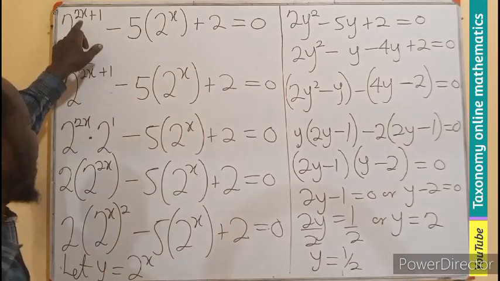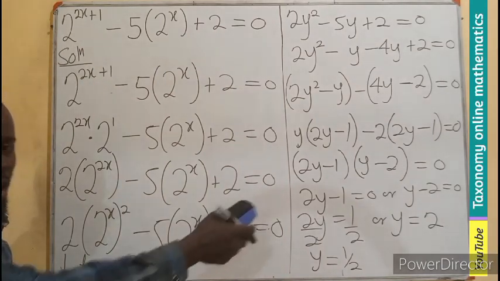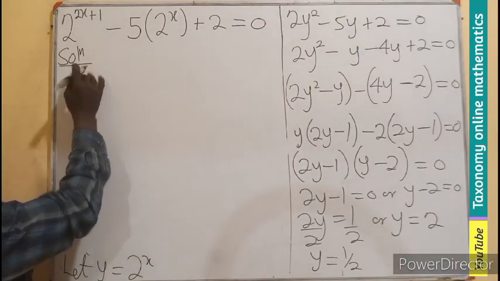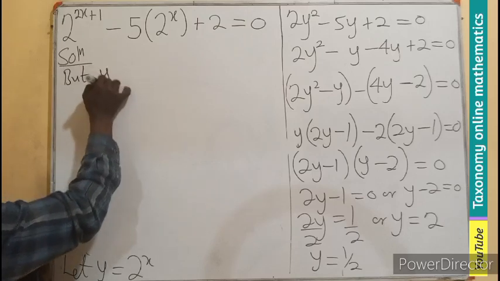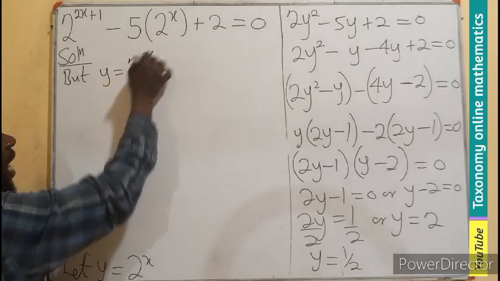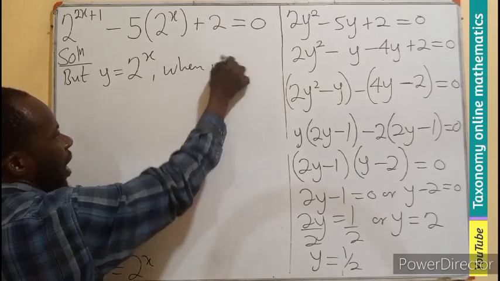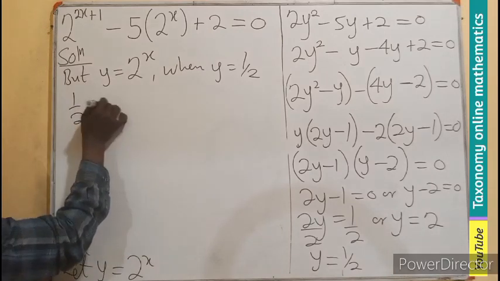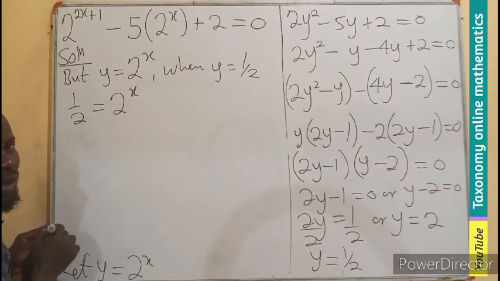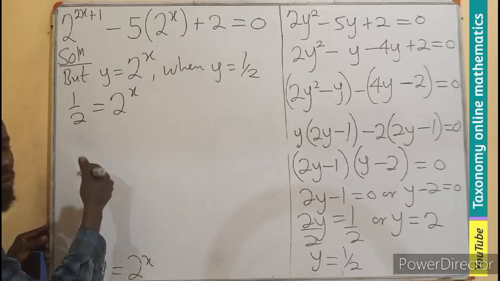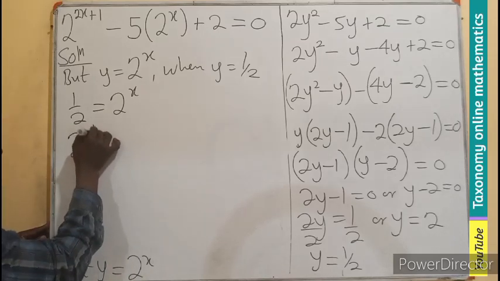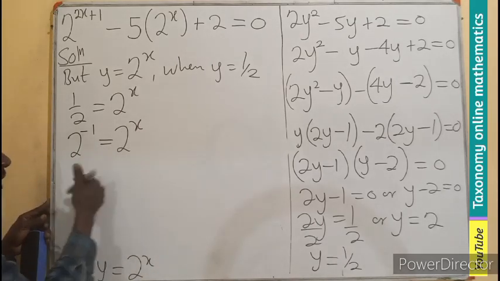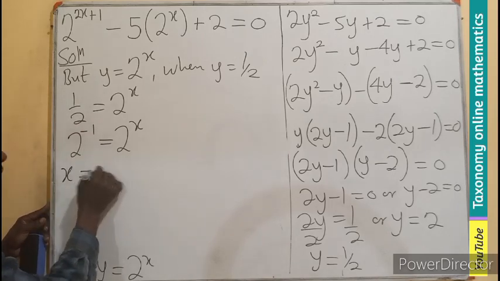But our attention is on what? X. So we have to substitute the value we had into this point. So I am going to pick this one and this by saying that y is equals to 2 exponent x. So when y equals to the first point, half, meaning this place become 1 over 2 equals to 2 exponent x. Don't forget the half could be changed in terms of indices to give us 2 exponent negative 1 equals to 2 exponent x. Do we have the same base? Yes. Therefore, x will be equals to the power negative 1.